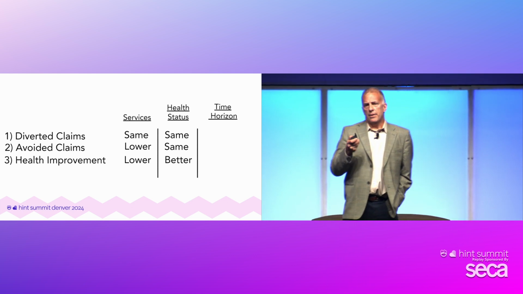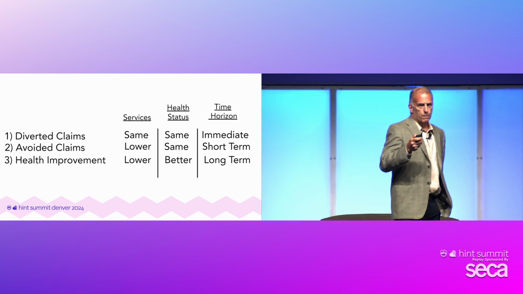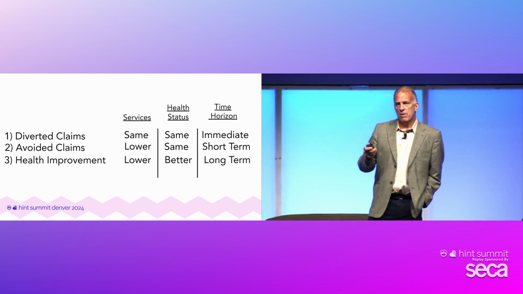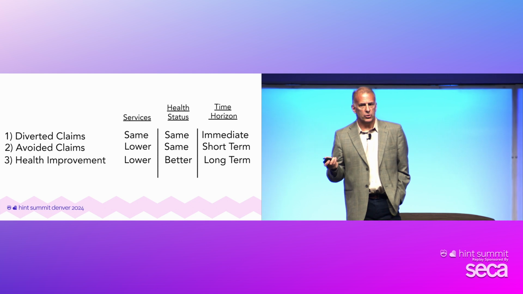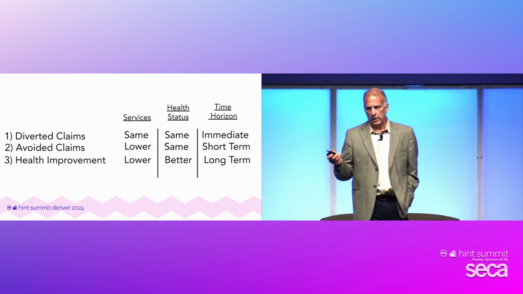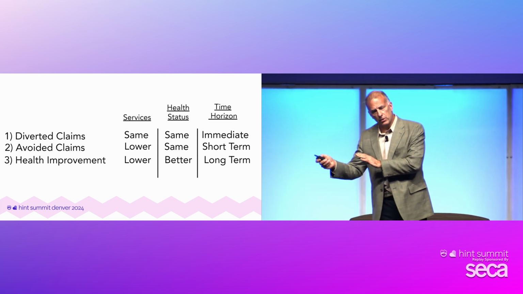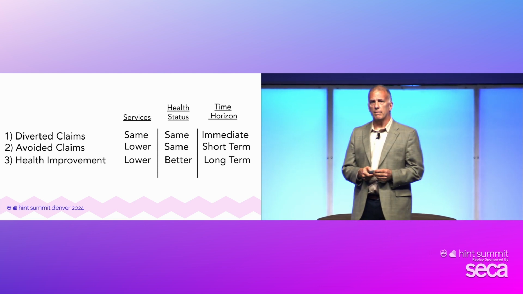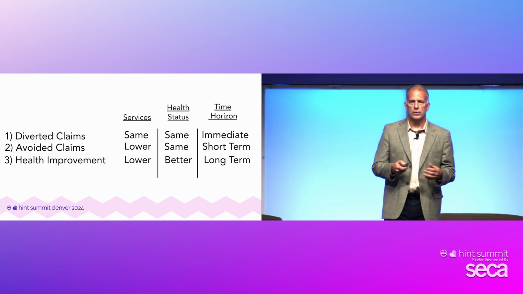Real quick on timing. I'm going to just put all three of these up, okay? You can see diverted claims, the timing of those is immediate, right? Once you do a total replacement on DPC, you're not going to get any downstream claims from your office-based services, which are now all going to be under the fee. So that happens immediately if you have a total replacement and no leakage.